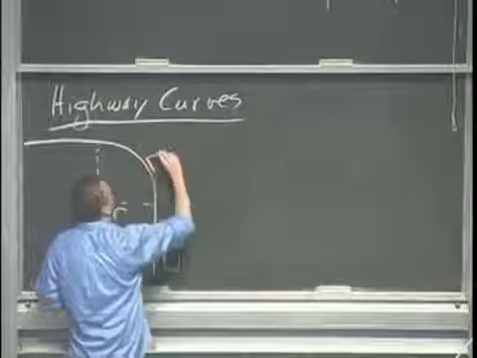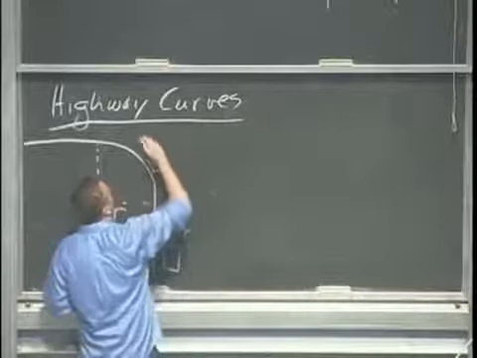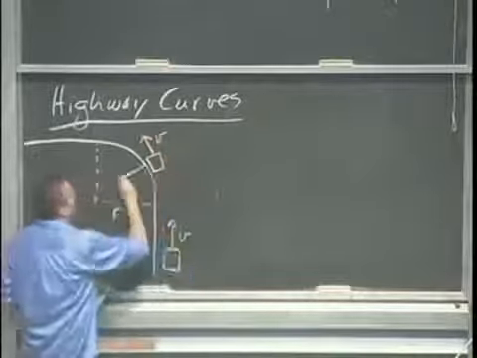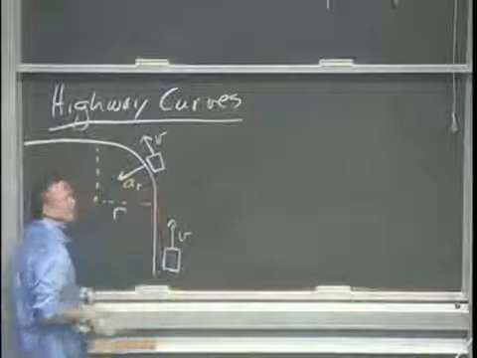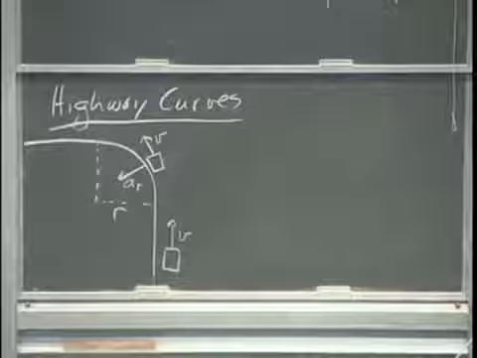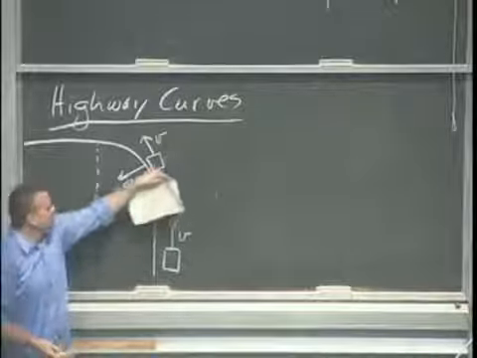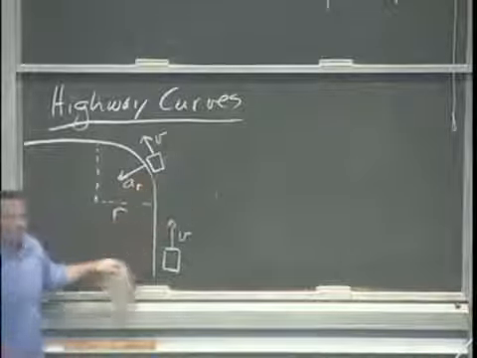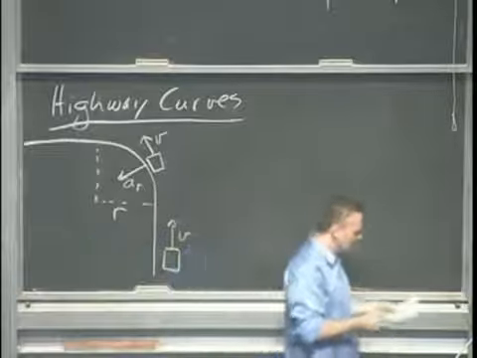Let's draw the car. So when the car is actually on the curve, its direction is changing, which means it has a centripetal acceleration. And we know the relationship. The centripetal acceleration is just the square of the speed divided by the radius, a = v²/r.